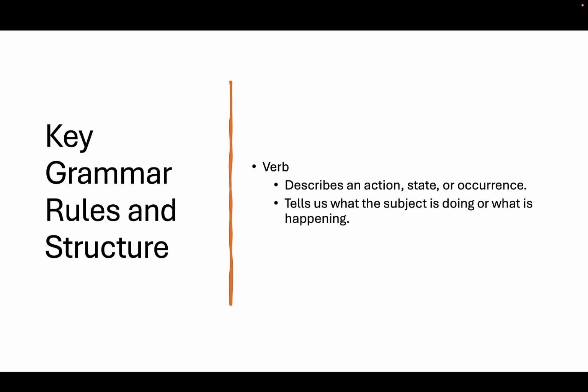A verb is a word that describes an action, state, or occurrence. It is an essential part of a sentence because it tells what the subject is doing or what is happening. Verbs are a fundamental part of speech that come in various types, each serving a different purpose in a sentence. Here are the different types of verbs.